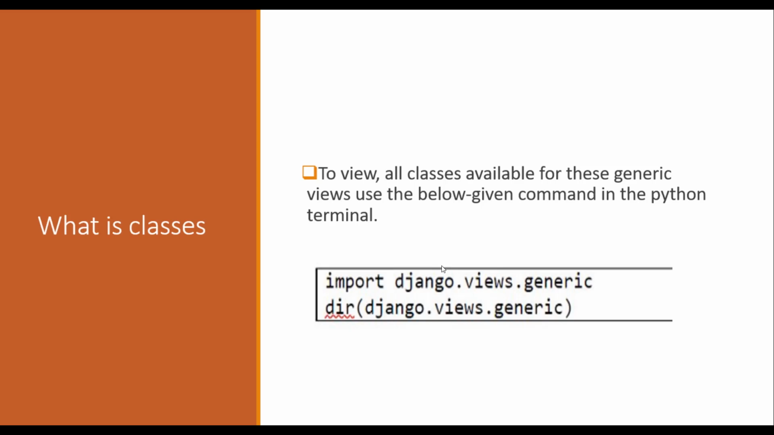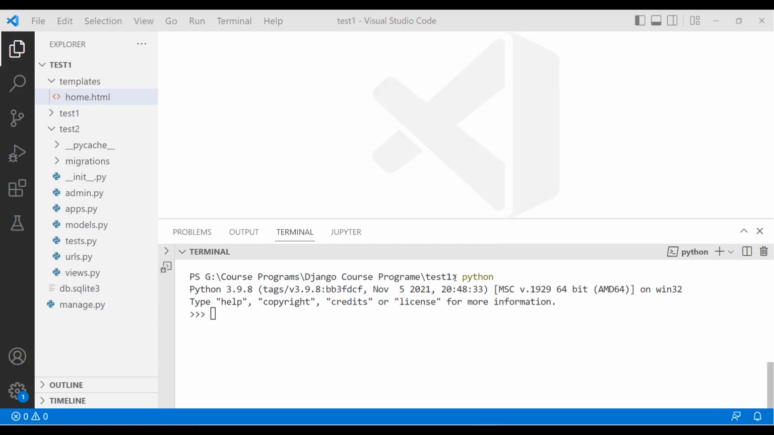So let's understand what these classes are. To view all the classes available for the generic views, we have to type the following command in our terminal. I will show you with the help of an example. Here I open my Python terminal first by entering python. Then I write the import command. The command is import django.views.generic.